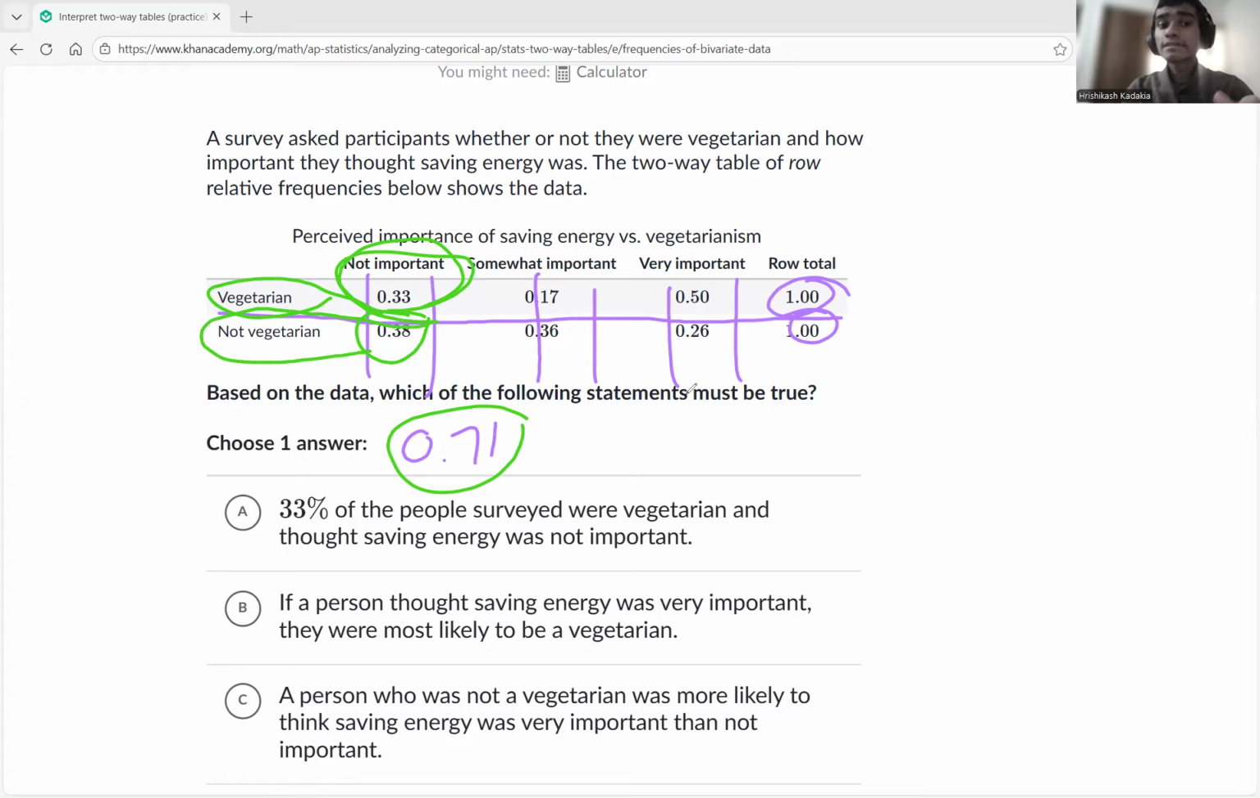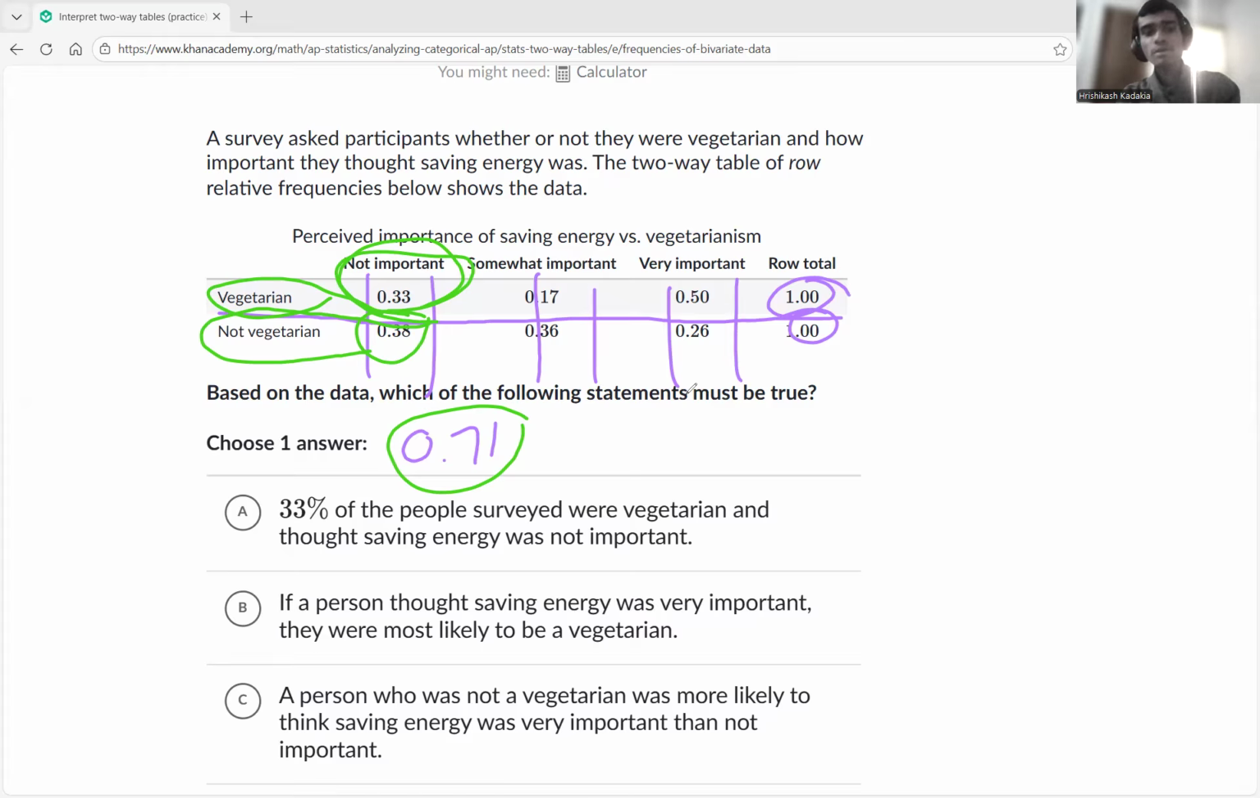We can definitely say 33% of vegetarians consider saving energy not important. We can say 33% who are considering the energy saving not important are vegetarian. Okay, that's the way we can see it. So row means we just have to see a row relative based on the row. So based on the vegetarian row, based on the non-vegetarian row. Column relative means based on somewhat important, based on very important, based on not important.